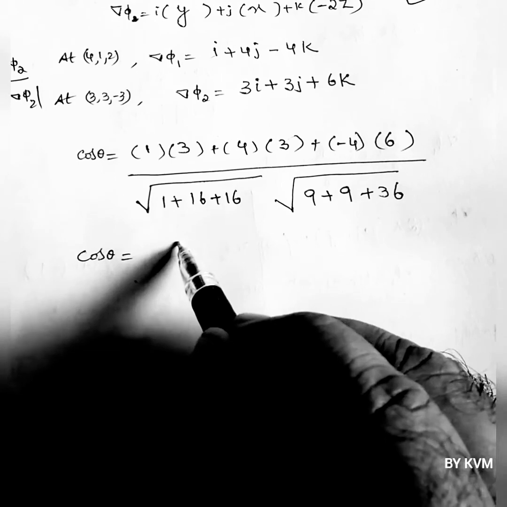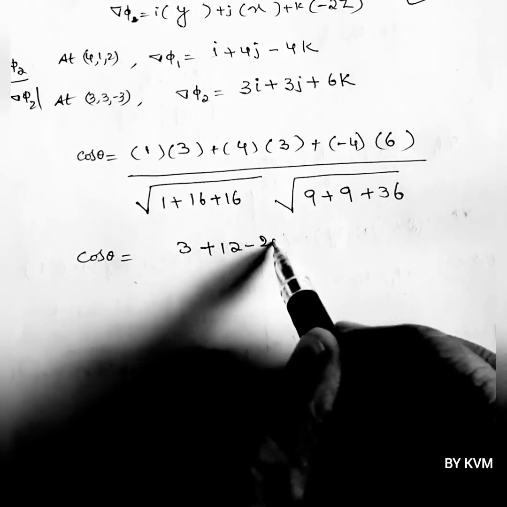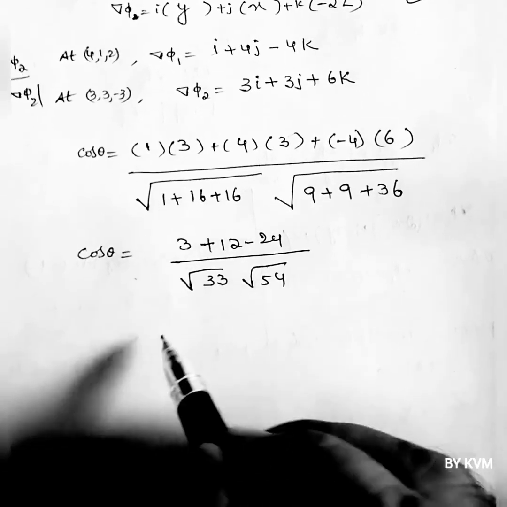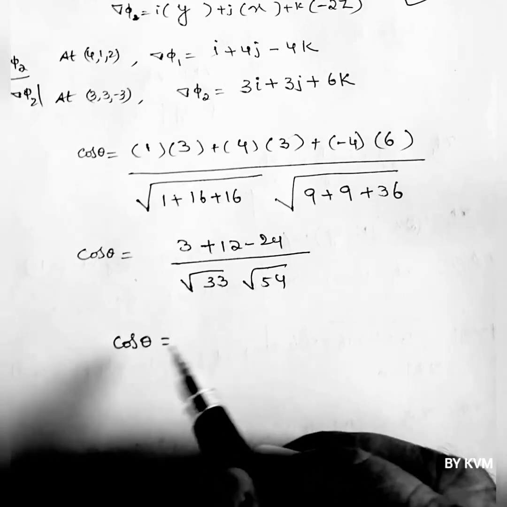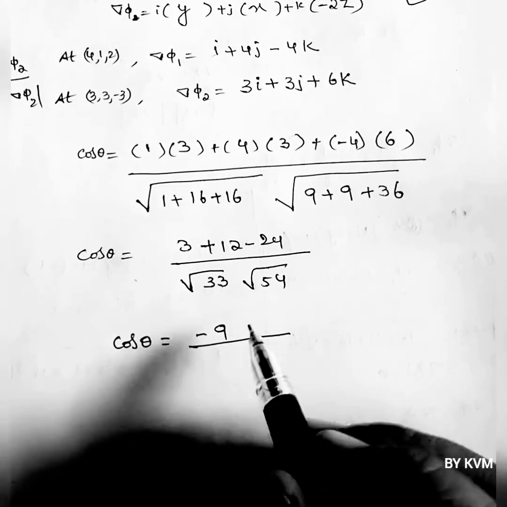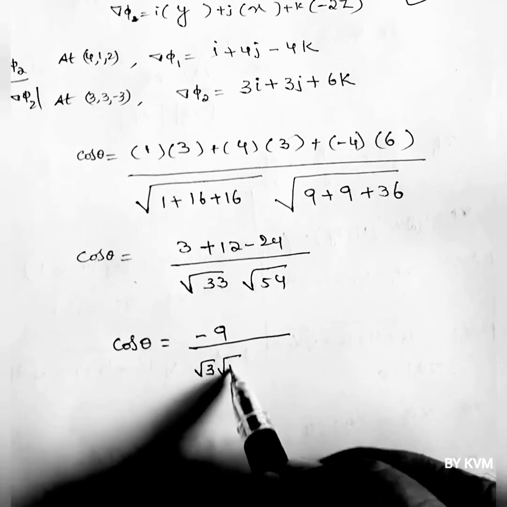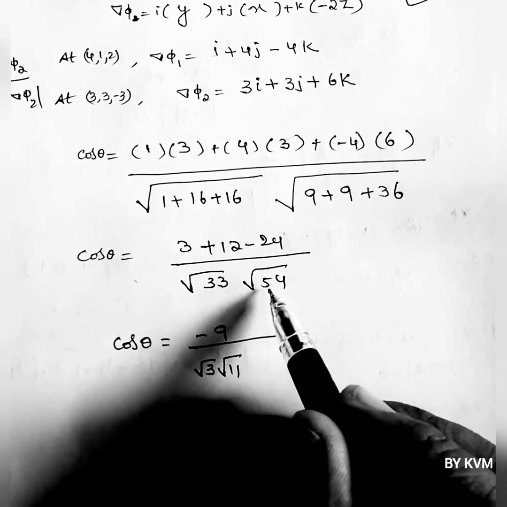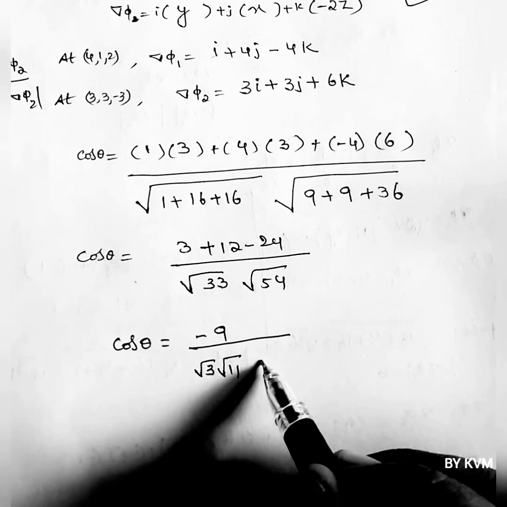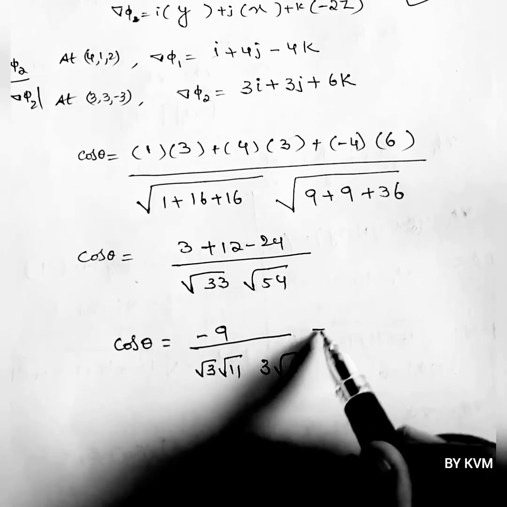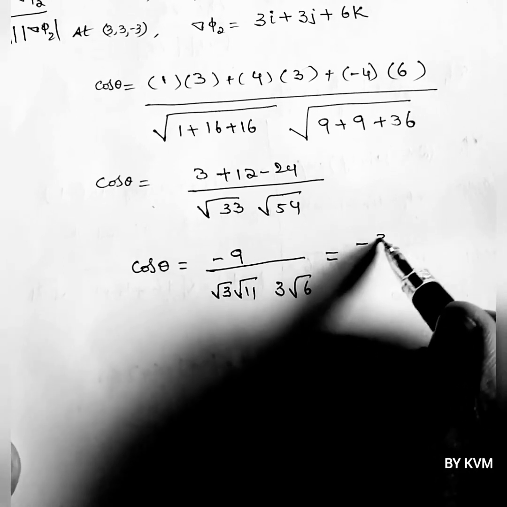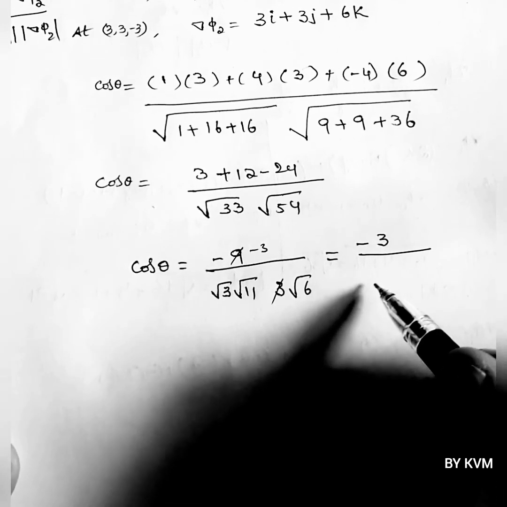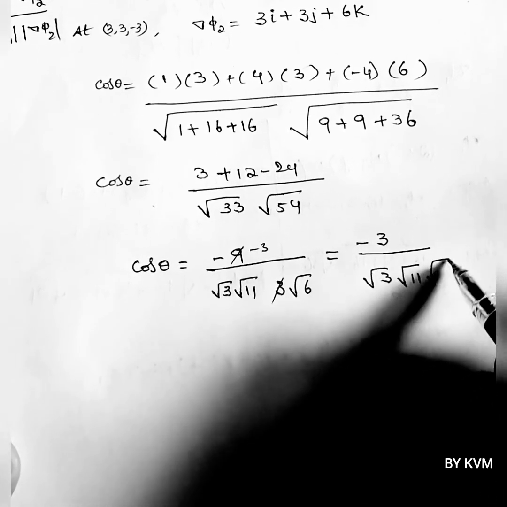So 3 plus 12 minus 24 by square root 33 into square root 54. So cos theta is minus 9 by square root 3 square root 11. Square root 33 is square root 3 square root 11. So square root 54, 6 nines are 54, so that is 3 root 6. So this is equal to minus 3 by 3 into 3. So minus 3 by square root 3 into square root 11 into square root 6.